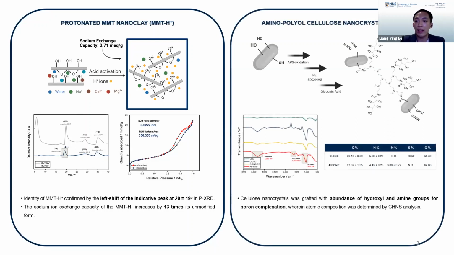On the other hand, the synthesis of APCNC went through a series of oxidation, carbodiimide cross-linking with the polyethylene imine, and then finally grafting with gluconic acid. So this extensive presence of the amine as well as hydroxyl groups will eventually support their complexation with the different boron species in the feedwater.